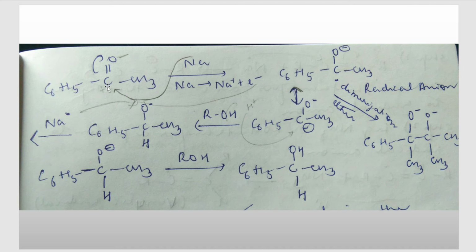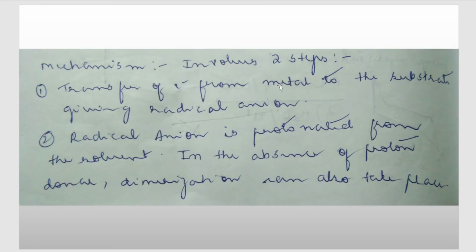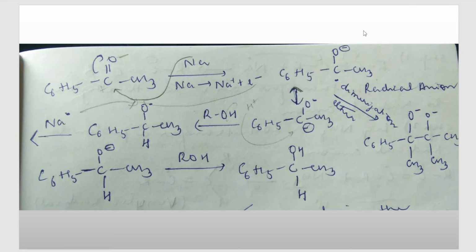Correct. After that, step number one, that is transfer of electron from metal to the substrate. Now the metal we are taking here is sodium metal. Sodium usually dissociates to give Na plus and one electron, correct? But here it is not like that. Sodium has two electrons on itself. Out of the two electrons it will give only one electron. So it has given that one electron here.